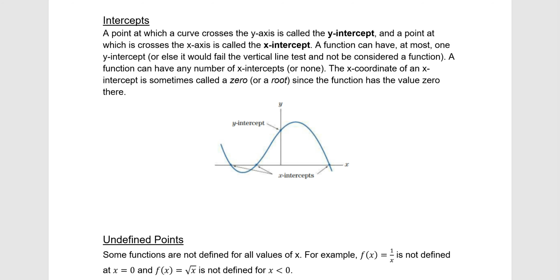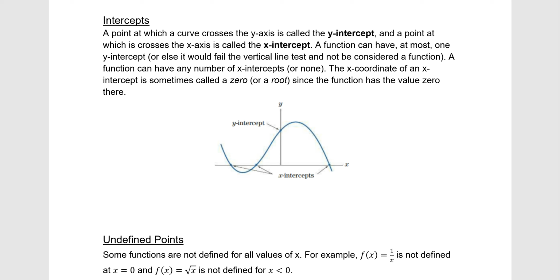Okay, next thing is the intercepts, probably a little bit easier for this one. An intercept is going to be a point at which the curve crosses the y-axis or crosses the x-axis. If it crosses the y-axis, it's the y-intercept. If it crosses the x-axis, it is an x-intercept. And a function can have at most one y-intercept. If it has more than one y-intercept, it fails the vertical line test, and then it won't be a function.